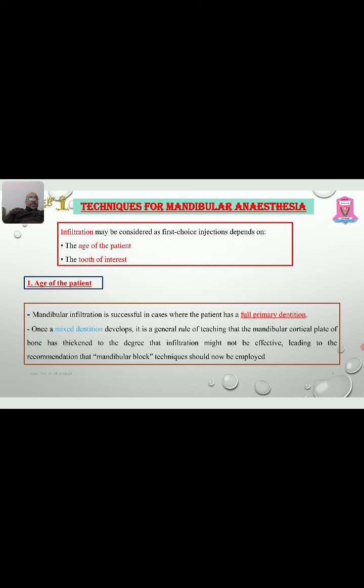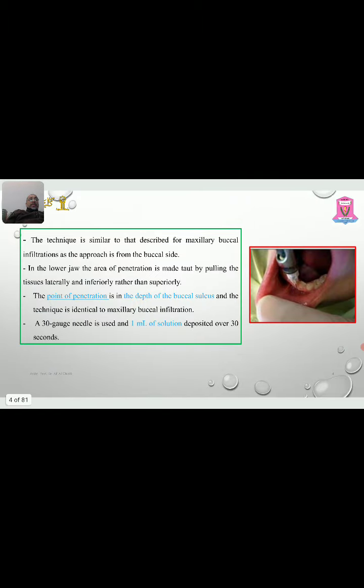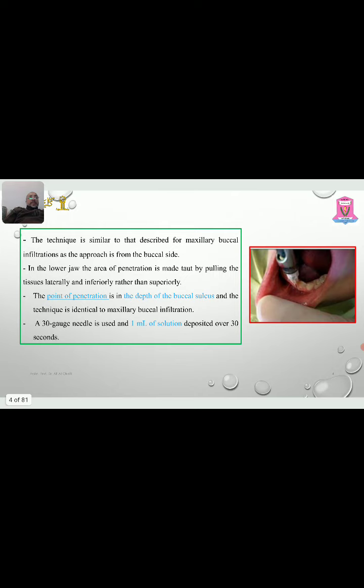Once a mixed dentition develops, it is a general rule of teaching that the mandibular cortical plate of bone has thickened to the degree that infiltration might not be effective, leading to the recommendation that a mandibular block technique should now be employed. So from the mixed dentition stage onward, we have to move away from the infiltration technique for the mandibular jaw.